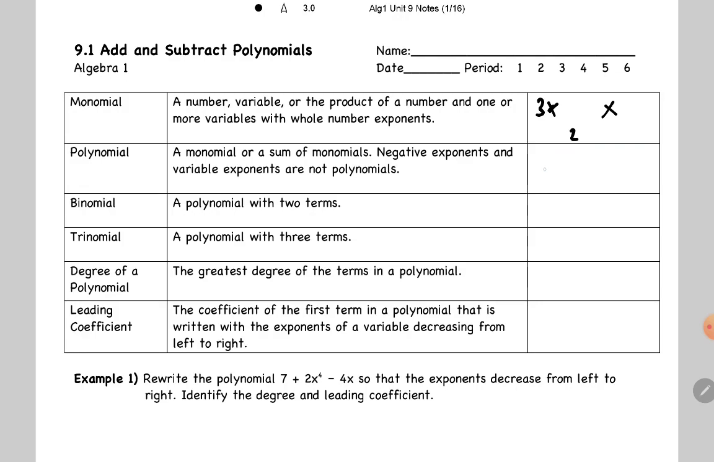A polynomial is a sum of monomials added together. Negative exponents and variable exponents are not polynomials. So if you have a letter in the exponent or a negative exponent, then it's not a polynomial. An example would be 3x plus 2, or 3, or 5y plus 7.